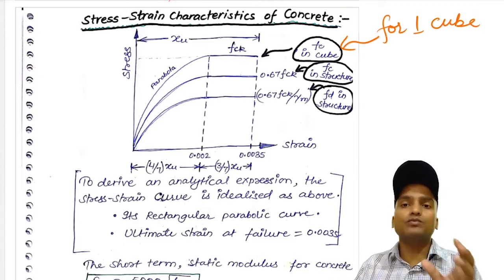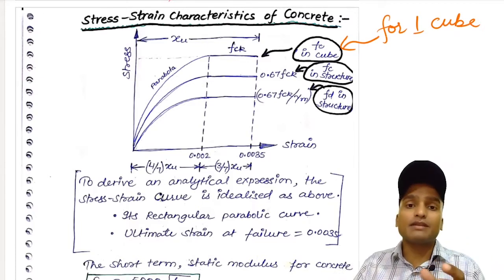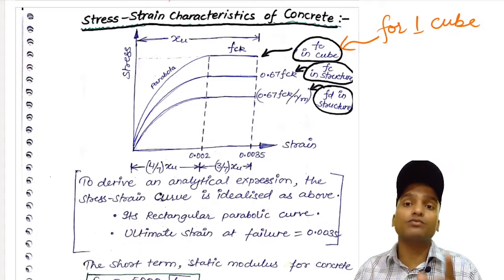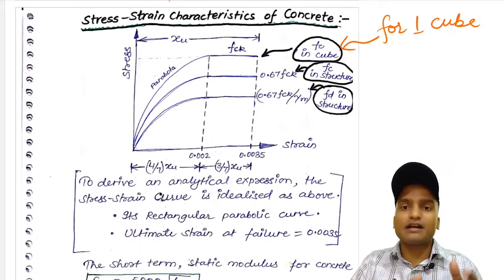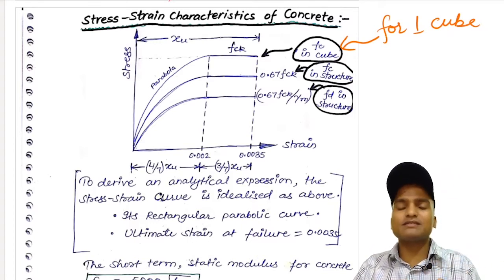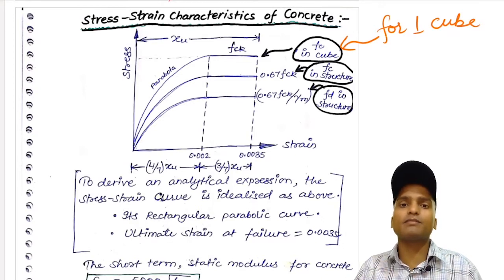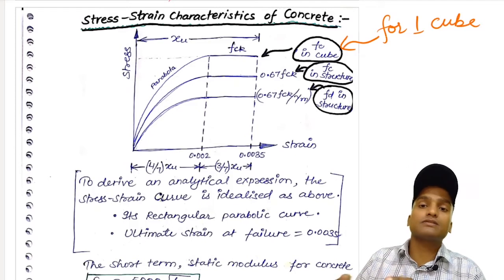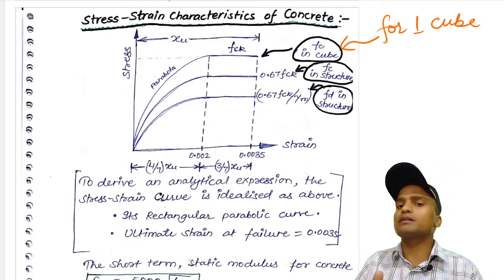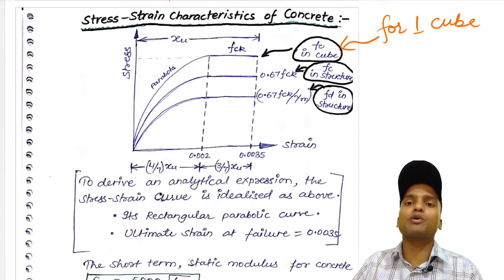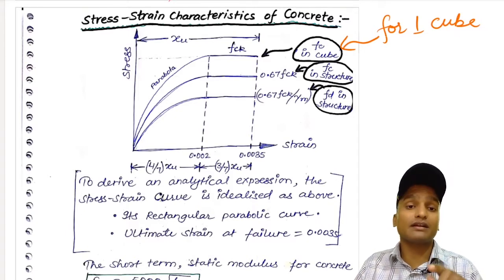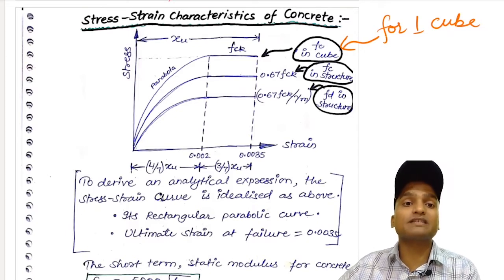What is this cube? A cube is a concrete block of dimension 150 mm into 150 mm into 150 mm, and these cubes are cast from the concrete being manufactured at the site into molds of the size 150 mm into 150 mm into 150 mm, and they are kept for 28 days under curing. After that they are tested, and from the laboratory test results we get a scatter diagram and we plot them on a normal distribution curve and we get the characteristic strength. So this is the fck value.